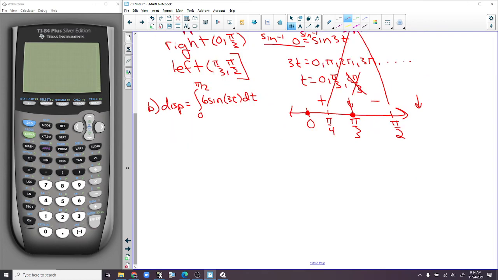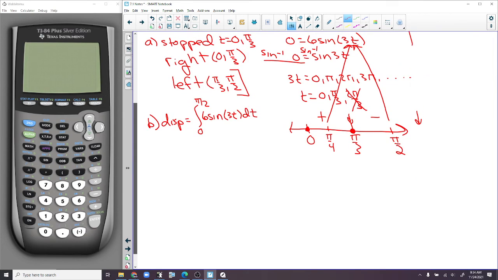That's displacement. So yeah, we got to do antiderivative. That's going to be negative 2 cosine of 3t, and we're going to go from 0 to pi over 2. All right, negative 2 cosine of 3 pi over 2 plus 2 cosine of 0. Cosine of 3 pi over 2, that's 0. So it's 2 times 1. So the displacement is 2.